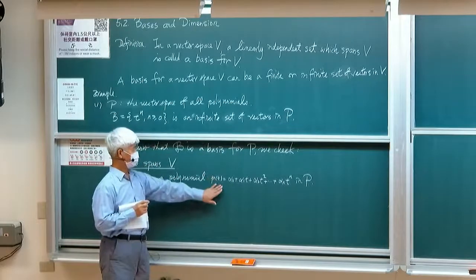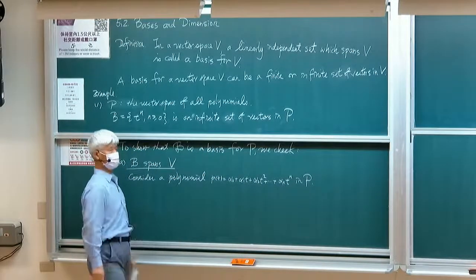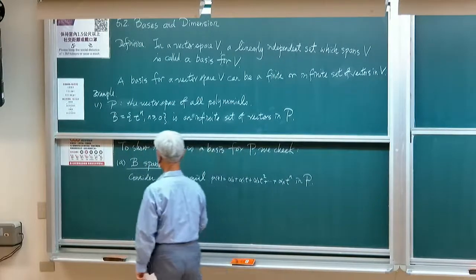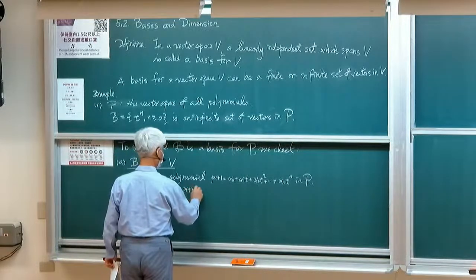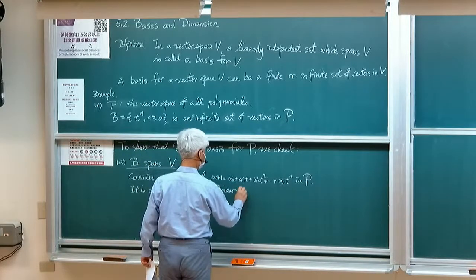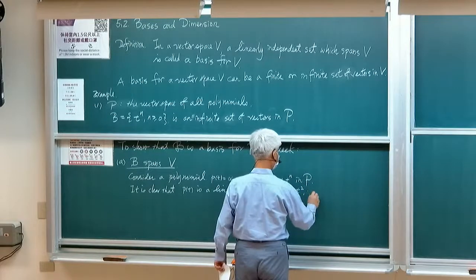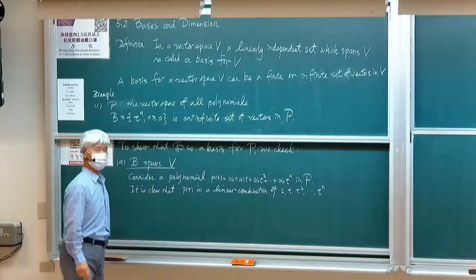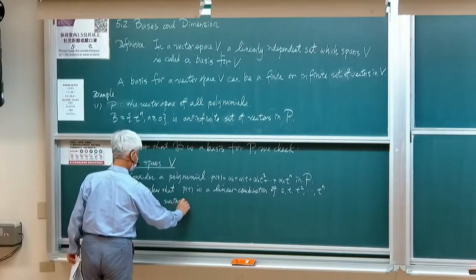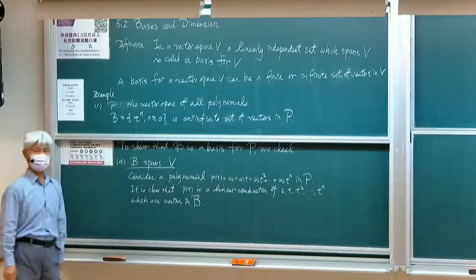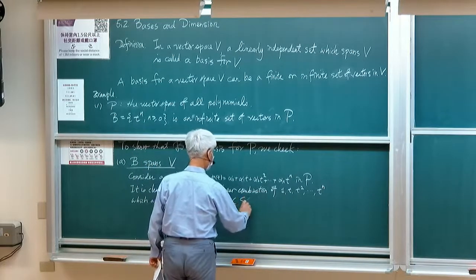But when we write a polynomial in P in this way, it is clear that p(t) is a linear combination of 1, t, t squared, up to t^n, which are vectors in the set B. Okay, in the set B. Alright, so P is contained in the span of B.